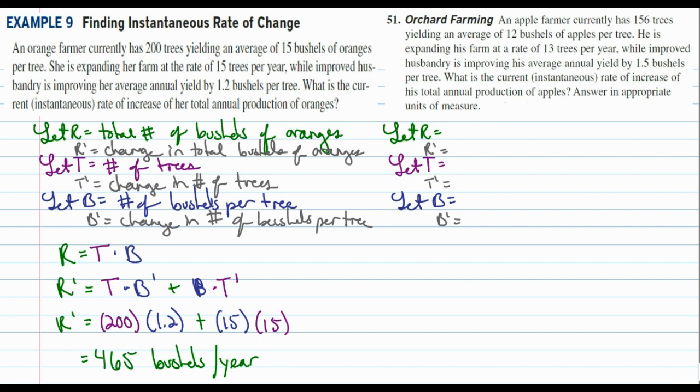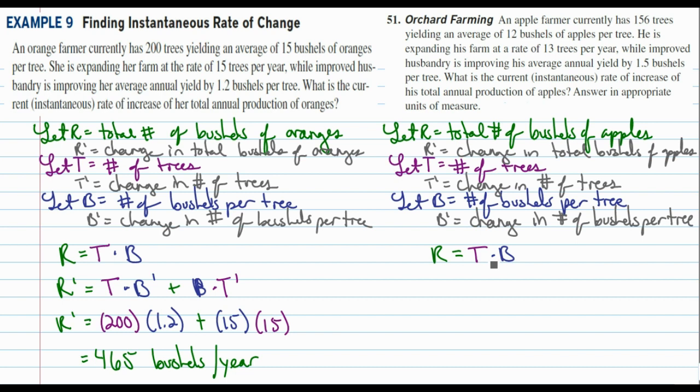You can kind of picture that the total number of bushels of apples produced is going to be his number of trees times the number of bushels per tree. That's our Algebra 1 setup. So let's define those variables. So we use an Algebra 1 setup, and now we're studying how this setup is changing. So we're going to take the derivative. The derivative of the change in total number of bushels of apples, so the derivative is R prime.